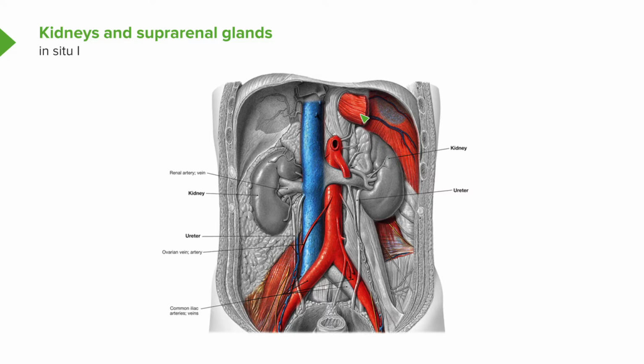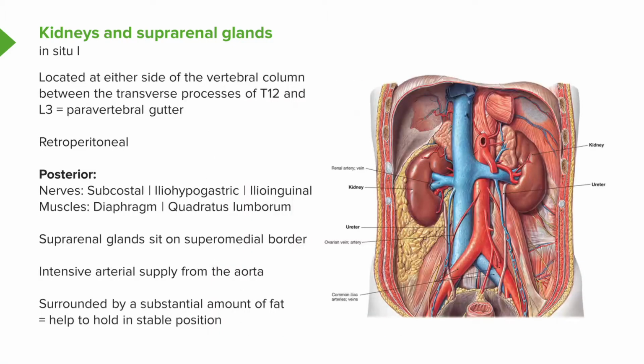And we can see that the kidneys have this substantial amount of fat surrounding them. On the supramedial aspect of each kidney, we can see we have the adrenal glands. So that's a general overview. They're located between about T12 and L3. So this will be T12 and this will be L3. That's their approximate position, sitting in what's known as the paravertebral gutter, just some depressions either side of the vertebral column.